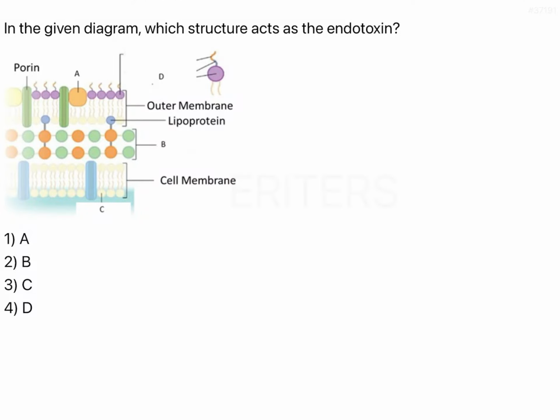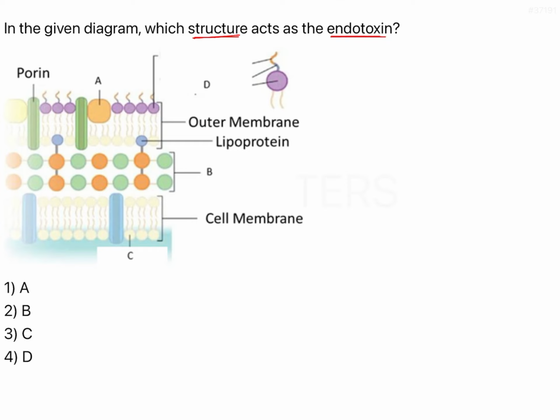We have an image-based question: in the given diagram, which structure acts as endotoxin? If we focus on the picture, we can appreciate that some parts are labeled, such as cell membrane, outer membrane, lipoprotein and porin channels. But we also have some unlabeled parts, such as A, B, C and D. The question is, which of these unlabeled structures acts as endotoxin?